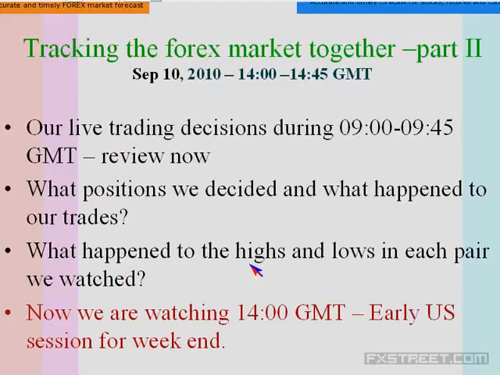And also we will review the high and the lows in each pair we have watched from the European session. Then based on the market moves, we will decide upon the next trade for the US session. So it is 14 GMT, 30 minutes past the US session start. You come across either high or the low not been breached in the case of Euro and GBP. So we will first review what happened to the highs and the lows.